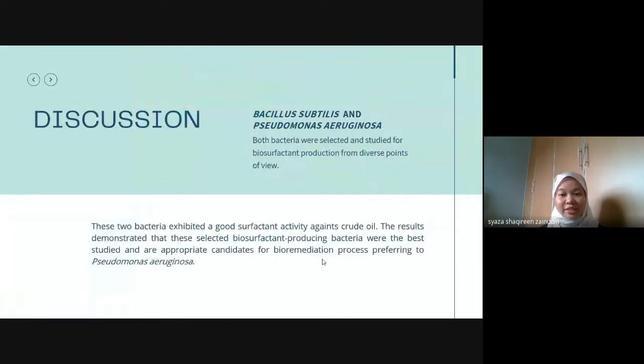As for the discussion, both bacteria, Bacillus subtilis and Pseudomonas aeruginosa, were selected and studied for their biosurfactant production from diverse points of view. Among these bacteria, Pseudomonas aeruginosa performed well, considering the overall results acquired from both methods used. Nonetheless, Bacillus subtilis is still an appropriate candidate for the bioremediation process.